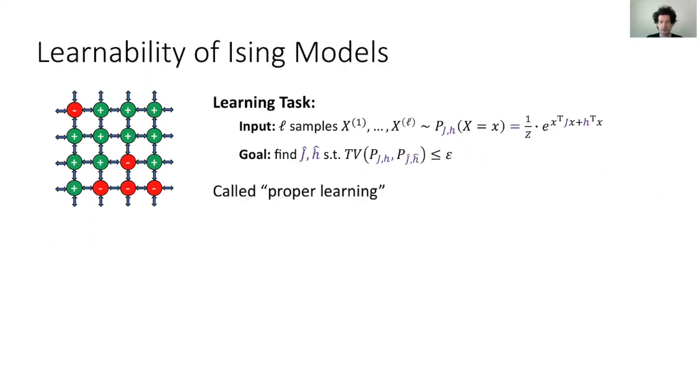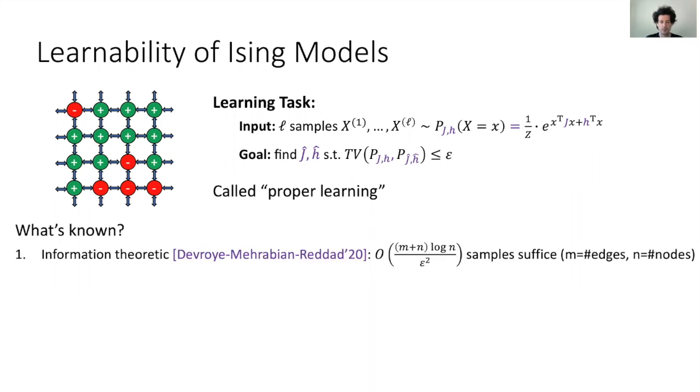Given sample access to an Ising model with interaction matrix J and external fields H, the goal is to estimate J hat and H hat so that the two models are epsilon close in total variation distance. This task is called proper learning because the goal is to learn a model from the same family as the one that is being sampled. From an information theoretic standpoint, it is known that this problem can be solved with an efficient sample size.